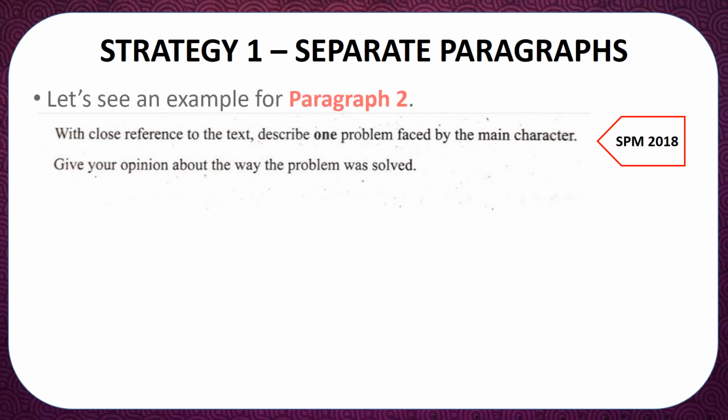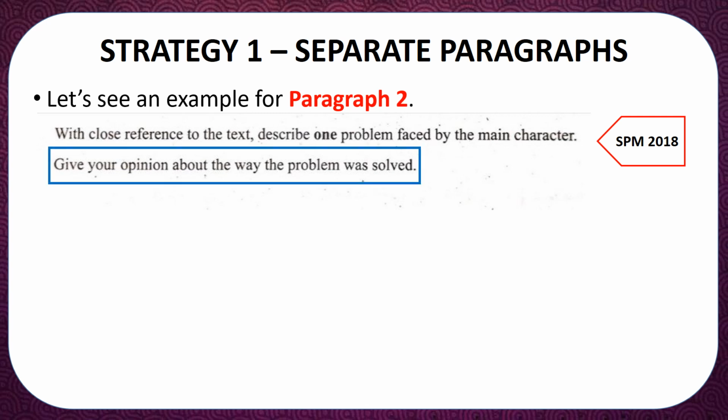Now let's see an example for paragraph 2. Okay, still the same question. Give your opinion about the way the problem was solved. So it asks your opinion about how the problem was solved. Earlier we mentioned that Richard was afraid to share his poem, and he solved it by confessing, by telling his idol, Mr. Kilmer, about his problem. So you need to give your opinion, only one opinion. But of course, you can give more than one opinion. It's not wrong, right? So let's see.